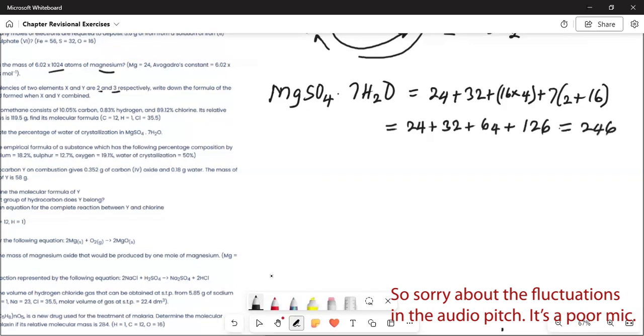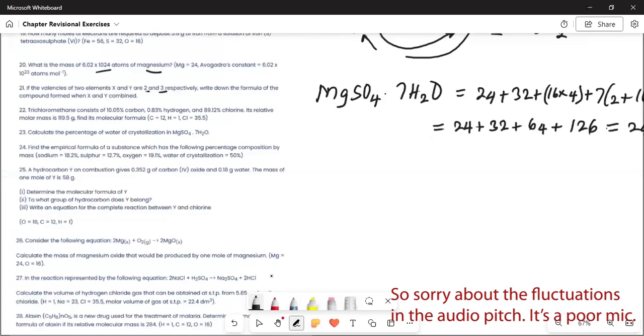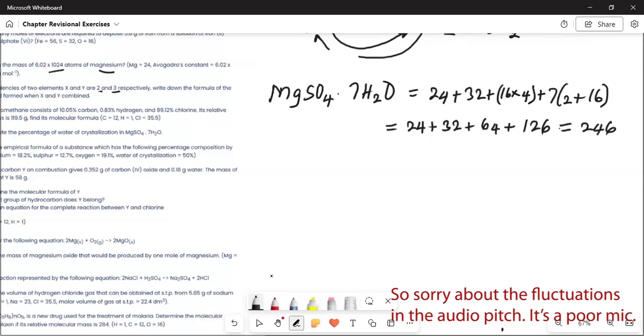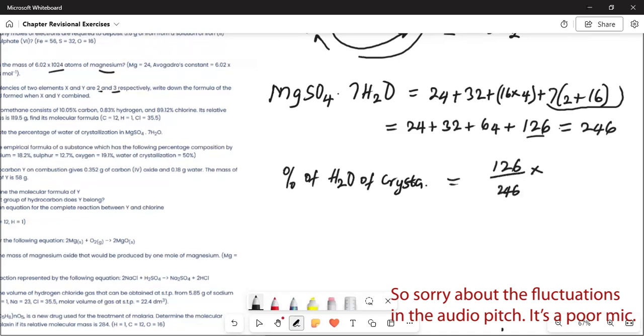But the question asks us to calculate the percentage of water of crystallization. Now, what is the water of crystallization? That is this 7H2O, the hydrated part of the salt. And that is 7 times 2 plus 16. That is the mass of water there, which is 126. Therefore, percentage of water of crystallization is equal to mass of water of crystallization, which is 126, divided by mass of the whole salt, which is 246, times 100, and that is 51.2. So percentage of water of crystallization is 51.2%.